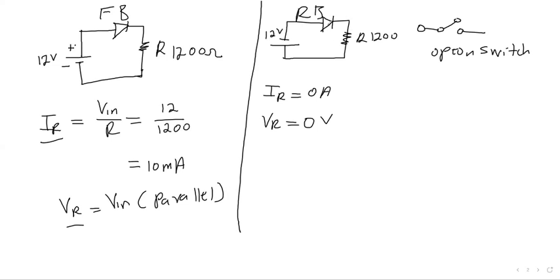In reverse bias, the diode is an open switch. In this ideal model, the diode will be replaced with an open switch, meaning the current won't flow. The circuit is an open circuit. So what happens in an open circuit? The current is zero, and the voltage is zero. You see? That's the ideal model.